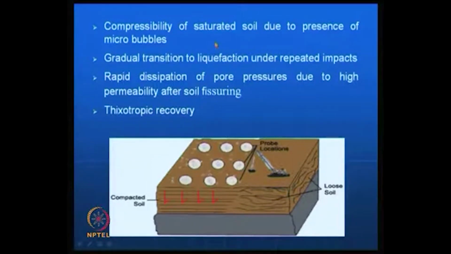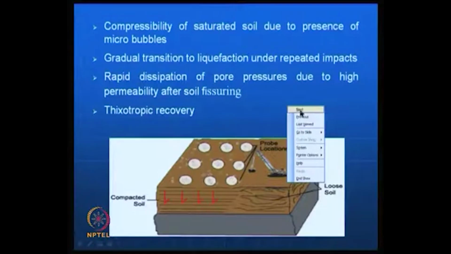tampings. So, the mechanisms of dynamic compaction are that the compressibility of the saturated soil due to presence of micro bubbles is helpful. Gradual transition to liquefaction and repeated loadings also helps, because this is also accompanied by some pore pressure dissipation later. This is also aided by, for example, in some cases soil fissuring because of the impact loads, and permeability gets increased. So, these are all some factors that could lead to improved performance from dynamic compaction.